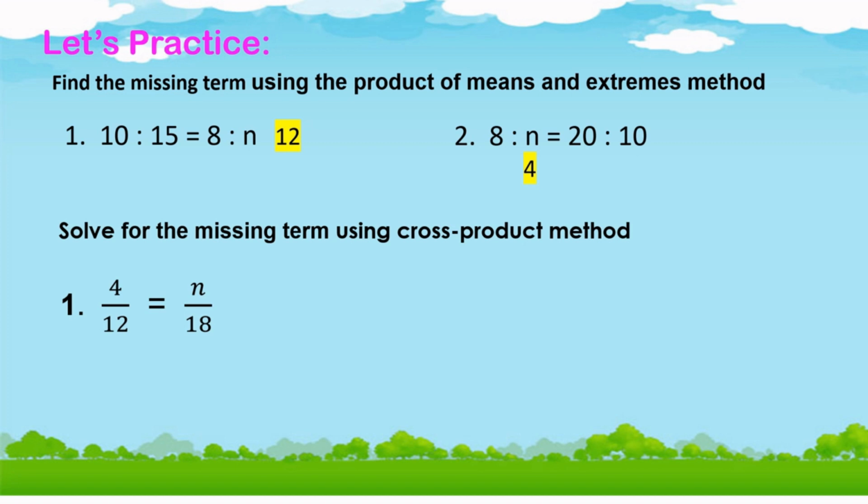What is your answer? The answer is 6. Okay. So number 2. We have n over 25 is equal to 15 over 5. So find the missing term. Okay, time's up. What is your answer? The answer is 75. Okay?